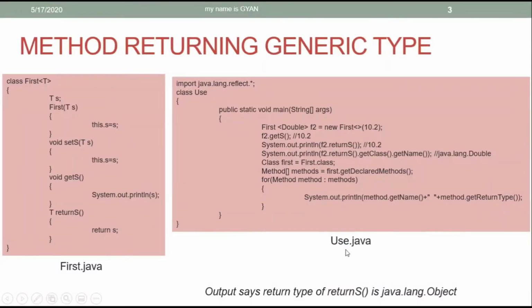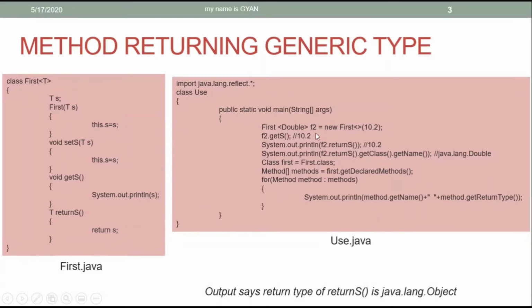To do that, we have Use.java. In Use.java, we are importing all the classes from the package java.lang.reflect because we are going to use the reflection API. If you don't know about the reflection API, then don't worry. Here, I am not going to teach you how to use the reflection API, I will just show you the result.